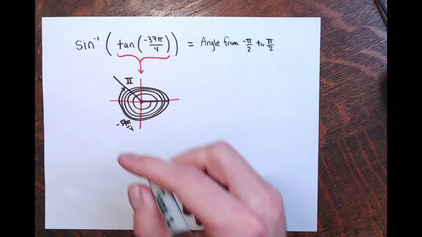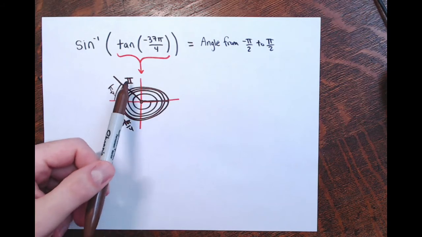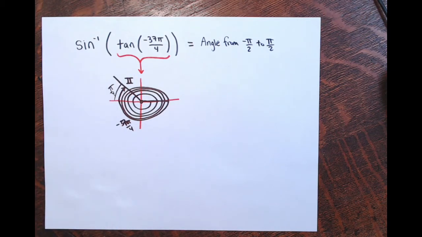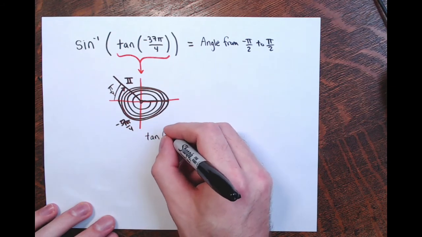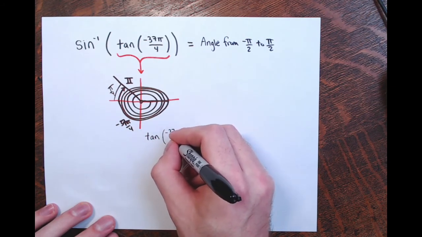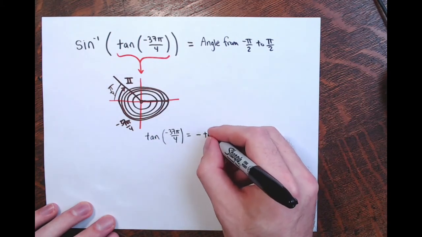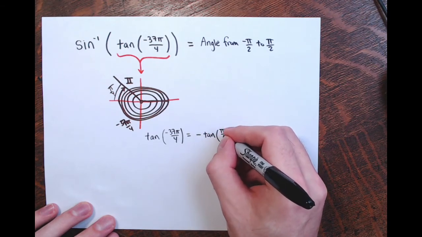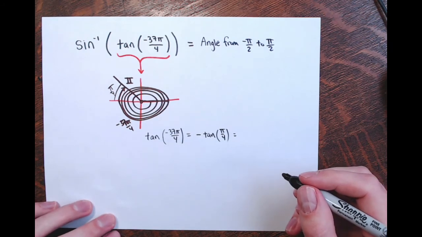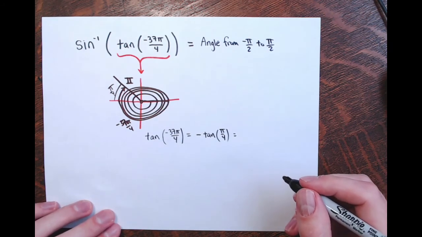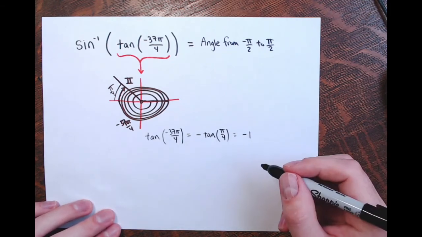And then the reference angle is pi over 4. And I'm in quadrant 2, so tangents in quadrant 2, remember, are negative. So this tangent of negative 37 pi over 4 will be negative because I'm in quadrant 2. And then the tangent of the reference angle, the tangent of positive pi over 4. And what was the tangent of pi over 4? That was 1, because the sine and the cosine were the same. So this is negative 1.